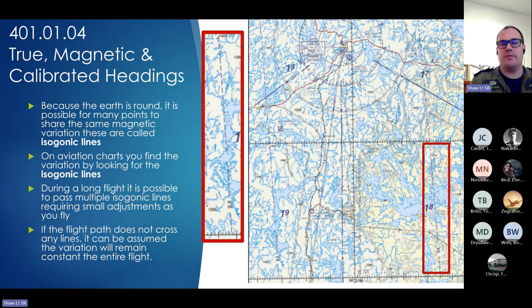So this is how we're going to compensate for the difference between true and magnetic. This map is pictured based on true north, but if we're using it for navigation, we've got to correct so that our compass reads properly. If the flight path doesn't cross any lines, it can be assumed that the variation will remain constant the entire flight. This is taken from an aviation map. Again, the picture's a little blurry, but there's obviously lots of water, lots of lakes up in that part of the world. If we were to fly east to west across this map, we would fly over a couple of isogonic lines, a couple of lines of magnetic variation. So we'd have to make some adjustments.